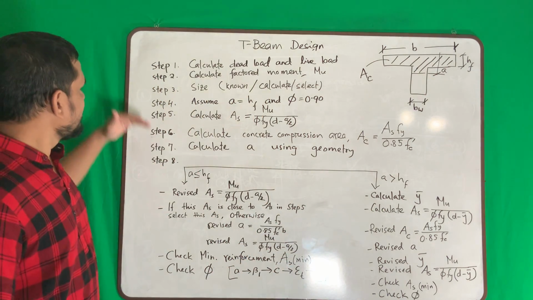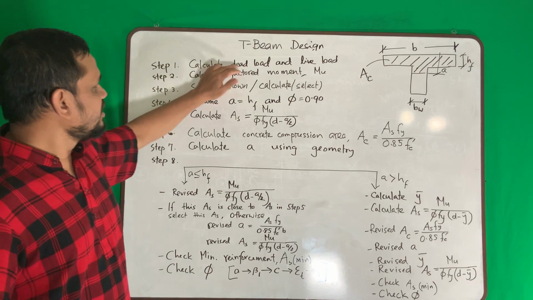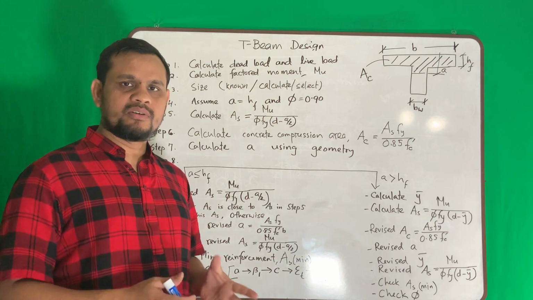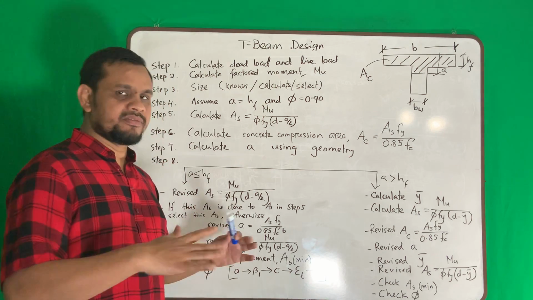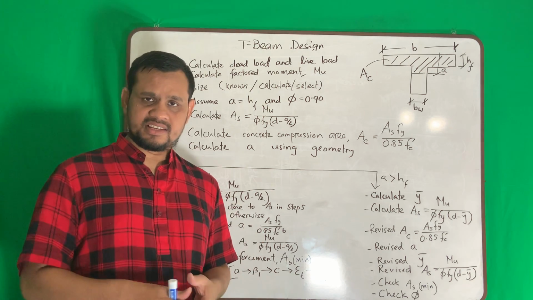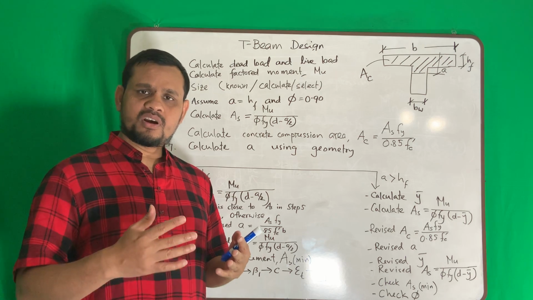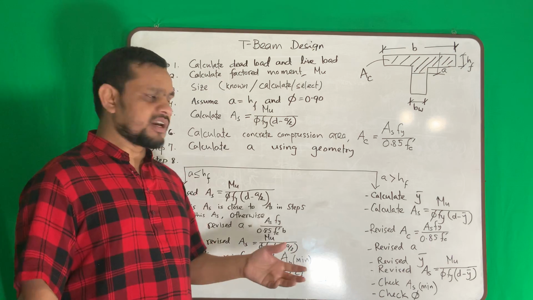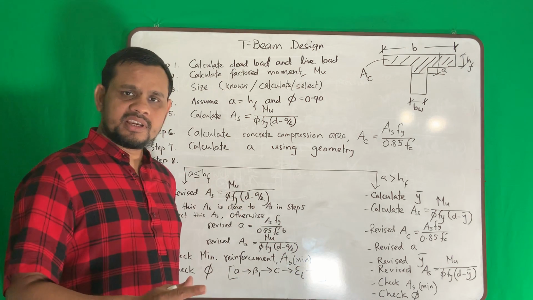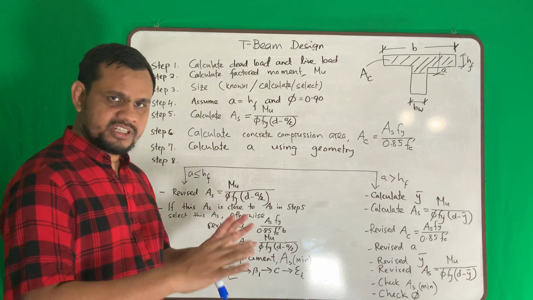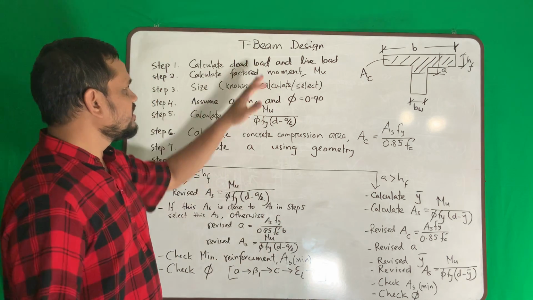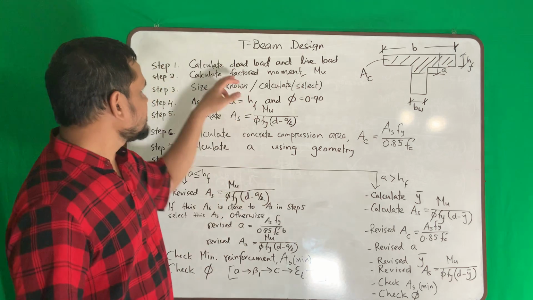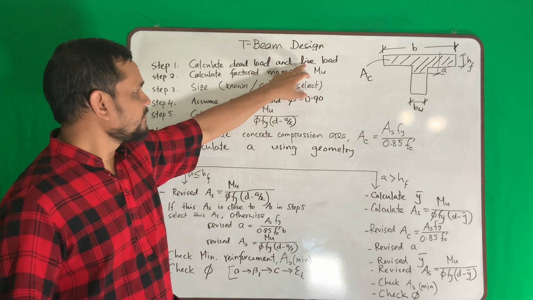What are the steps? Step number one: calculate dead load and live load. For any design, you must calculate your dead load and live load by default. In classes, sometimes we provide the dead load and live load just to save time, depending on the test, if our main concentration is the design. But in real life, you must calculate dead load and live load.